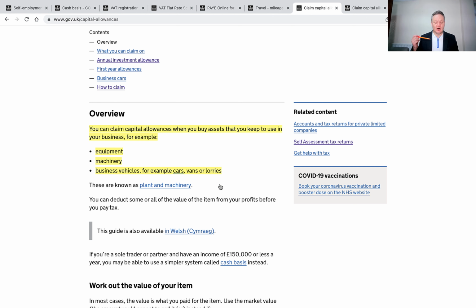So you can claim it on equipment. So what's equipment for a business owner? Well, if you're selling products, you might have shelving, cabinetry, or display units. Those may be capital allowances that you can claim. You also have machinery if you're producing anything. If you've got services, typically you may not have very much.